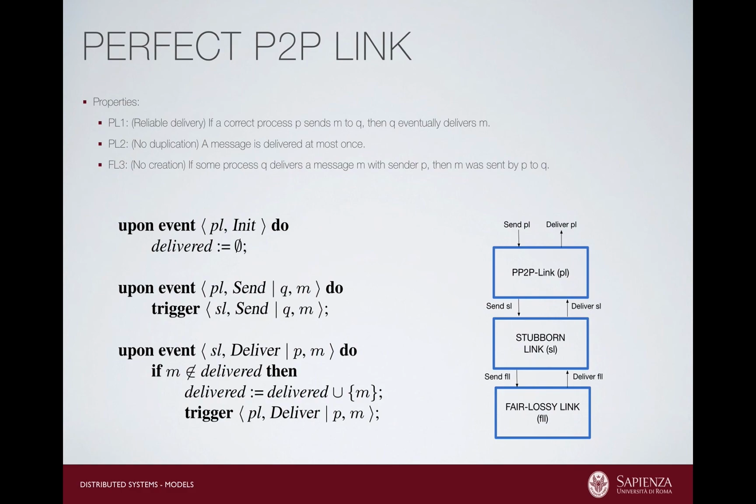Now I have to specify something that I didn't before. Essentially all the handlers in our code are always atomic. So when the stubborn link code triggers the event SL deliver, there can be no interleaving locally. This is easy to implement in a real system, because you just have to take a lock at the beginning of your code and release the lock at the end of the handler. And we will use it because in this way we don't have to care about concurrency inside one process.